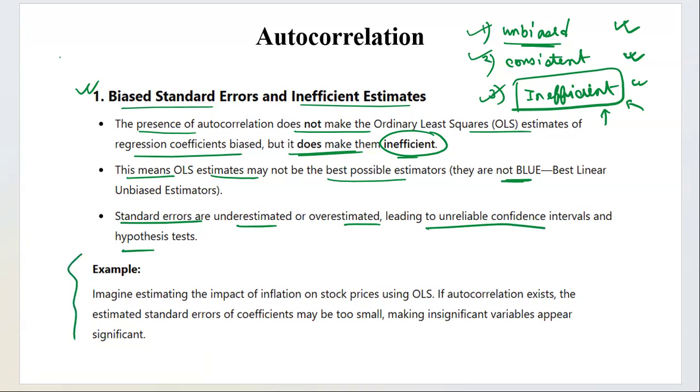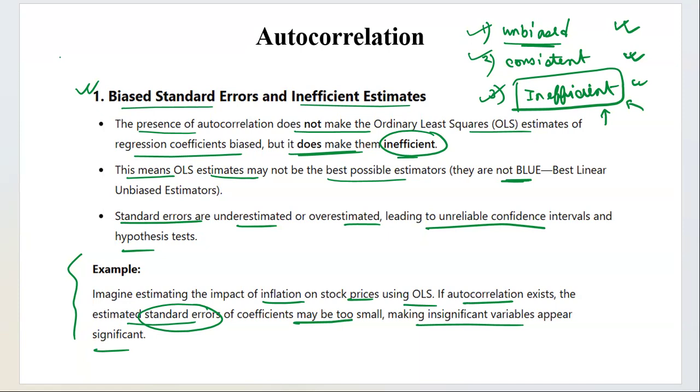For example, see this scenario. Imagine estimating the impact of inflation on stock prices using OLS regression, and suppose autocorrelation exists in our model. What will happen? The estimated standard error will be too small, making insignificant variables appear significant, right? So standard errors will not be properly estimated. If variance is too high or too low, either way it's not rightly estimated, and then standard errors will also not be rightly estimated, which may make our variables look significant or insignificant in the wrong direction, right? So this will be the first consequence: the inefficiency problem.